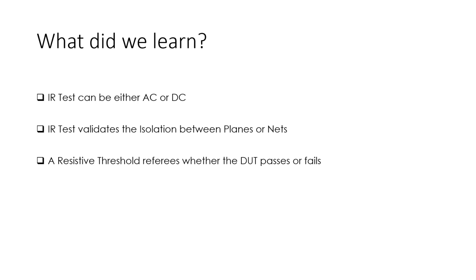All right. Thank you for that bit of information. So what did we learn here? We learned that the IR test can be AC or DC. We talked about before that the IR test validates the isolation between planes or nets, but we use a resistive threshold, which determines whether the DUT, or device under test, passes or fails. Remember, that's different than the actual Hipot.